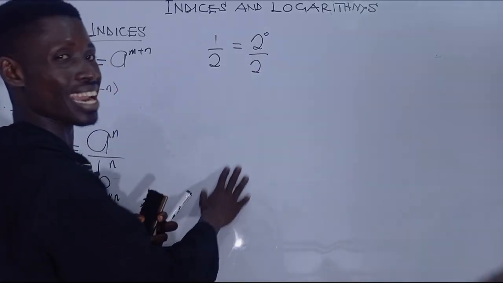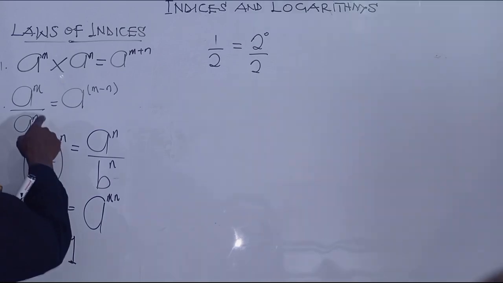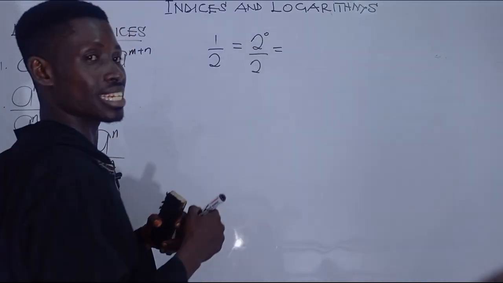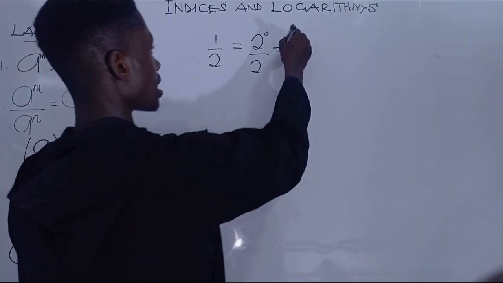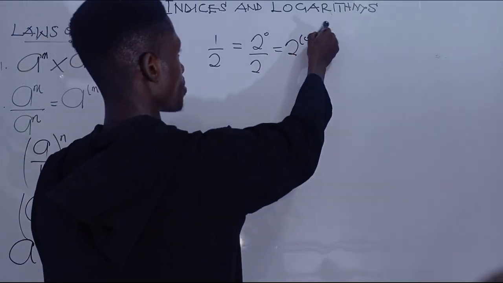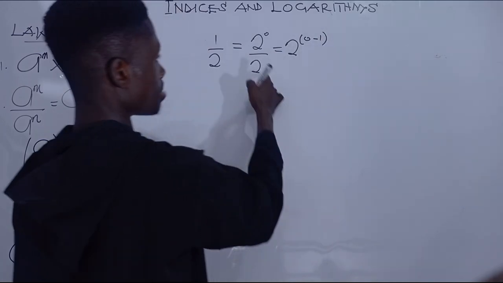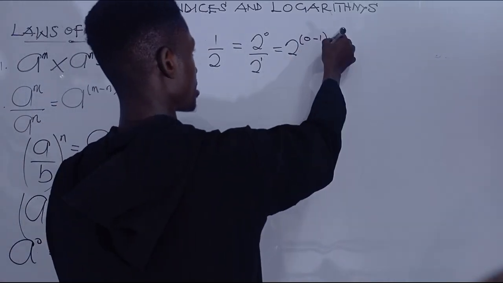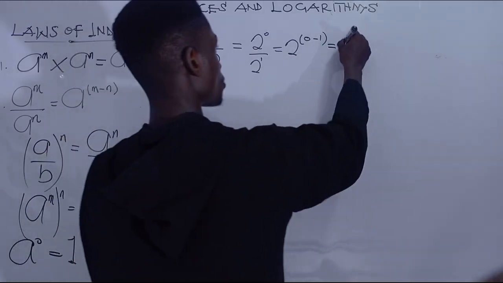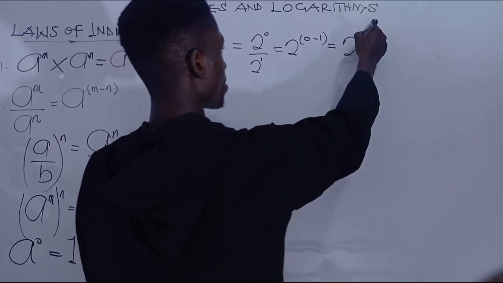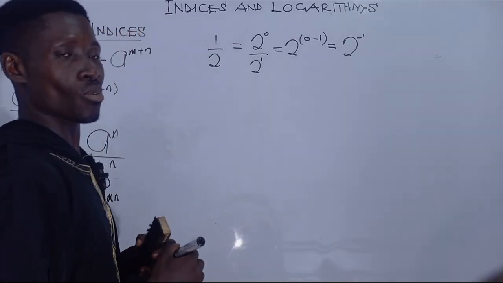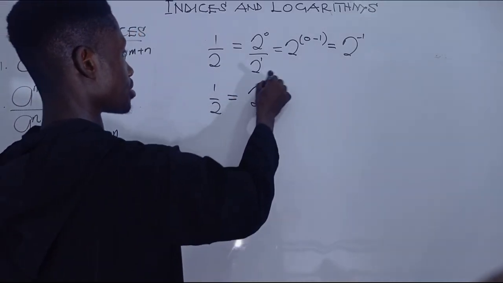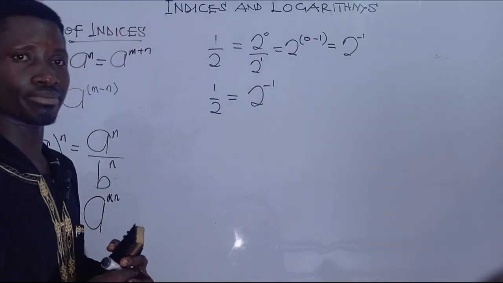Now from here, applying the division law, when two numbers are dividing, they have the same base. We can take one of the base and then we subtract their exponents. Remember, this is raised to the power 1. So we can write it as this. Now this will give us 2 raised to the power 0 minus 1, which gives us minus 1. So it means that 1 over 2 is the same as 2 raised to the power negative 1.